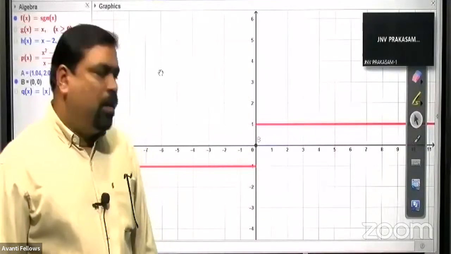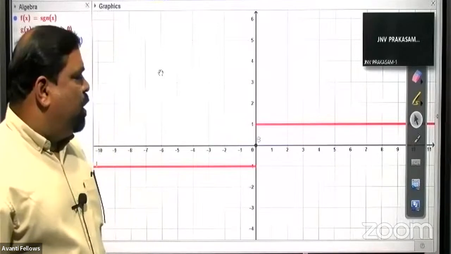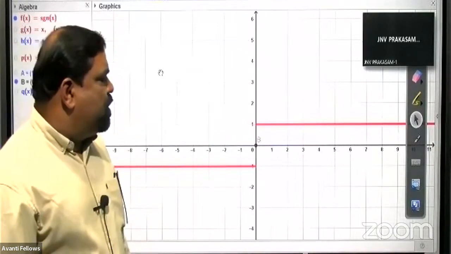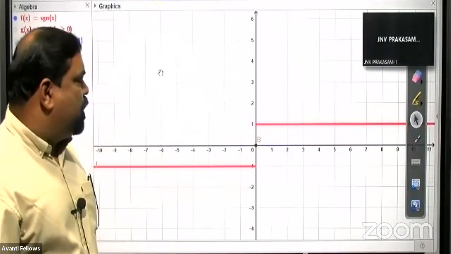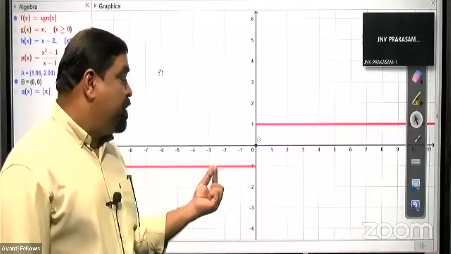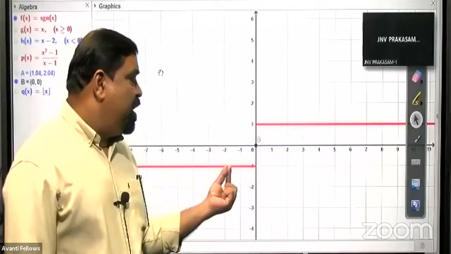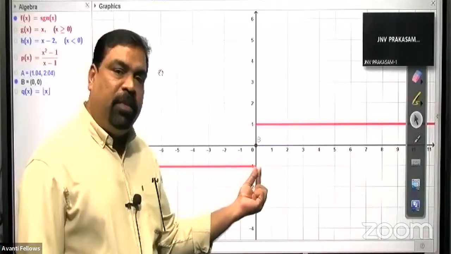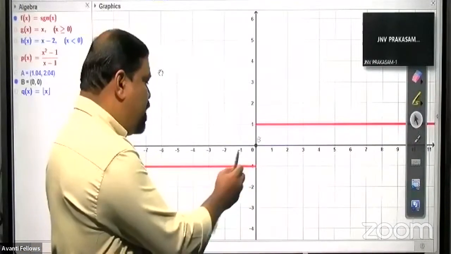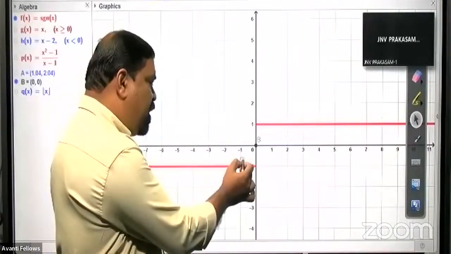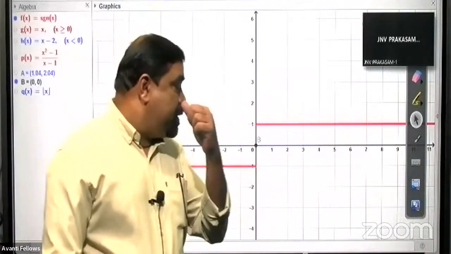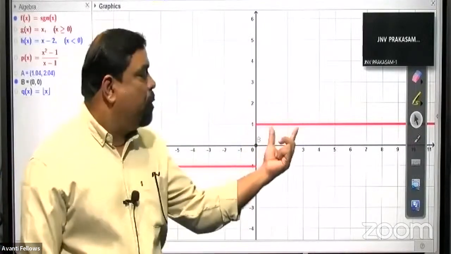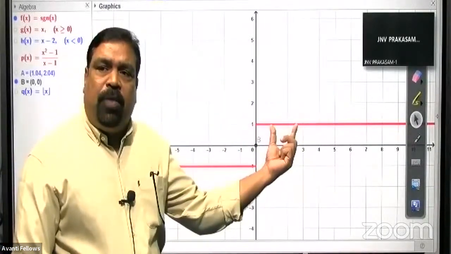So very clearly, you can see the limit also. If x takes values from the left side of 0, the function always takes the value negative 1. For all points less than 0, the function value is always negative 1 everywhere. And from the right side of 0, if we approach.